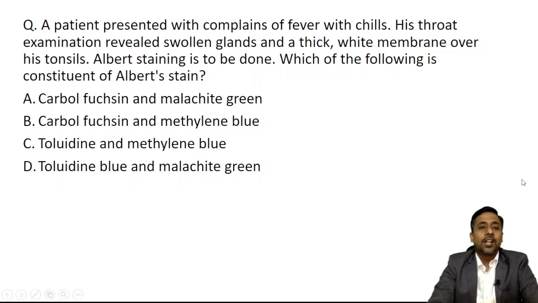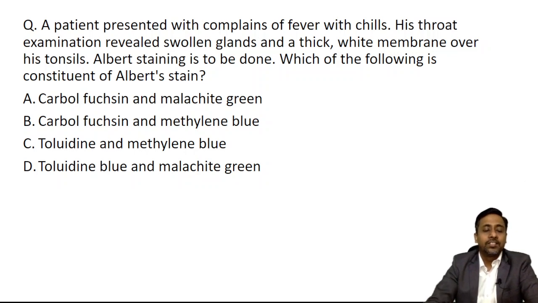So the MCQ asked was: a patient presents with complaints of fever with chills. His throat examination revealed swollen glands and a thick white membrane over his tonsils. Albert stain is to be done. Which of the following are constituents of Albert stain? So we'll see the options.